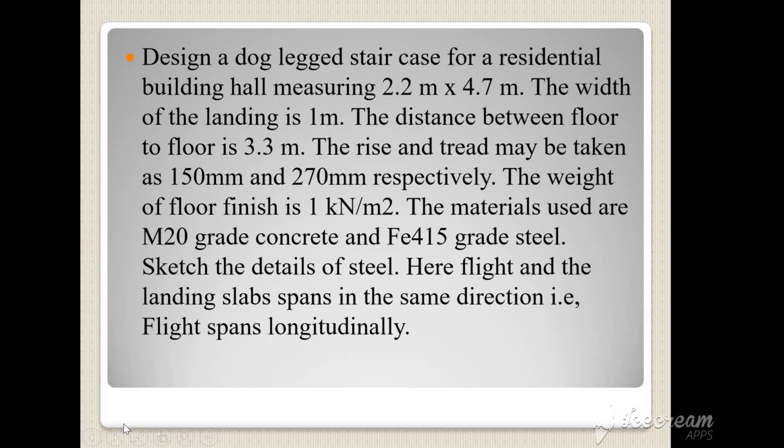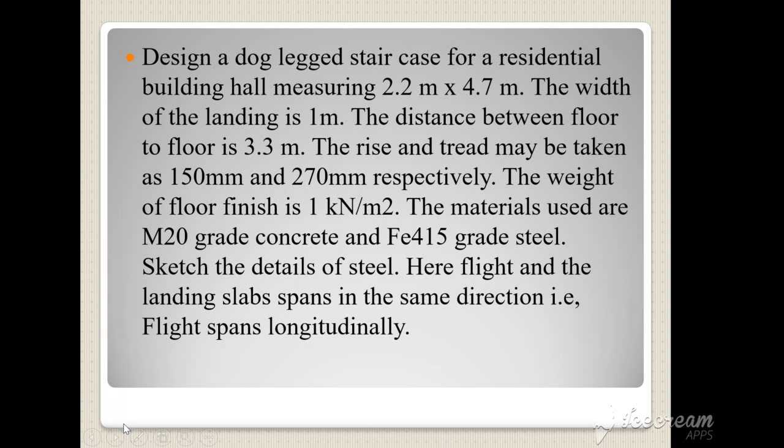The plan dimension of the hall is 2.2 by 4.7. The width of the landing is 1 meter. The floor to floor height is 3.3 meters. The riser and tread may be taken as 150 mm riser and 270 mm tread. The floor finish is considered as 1 kilonewton per meter square. Material used is M20 grade concrete and Fe415 steel. We need to also sketch the details.